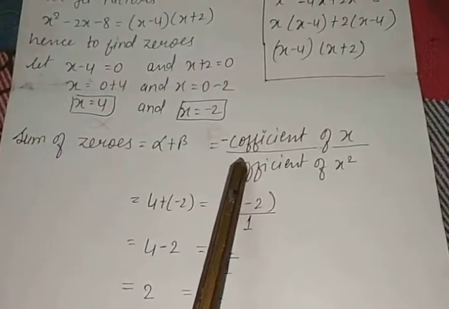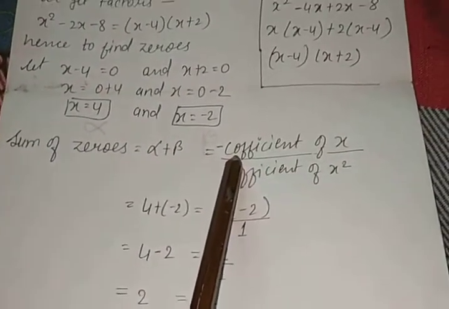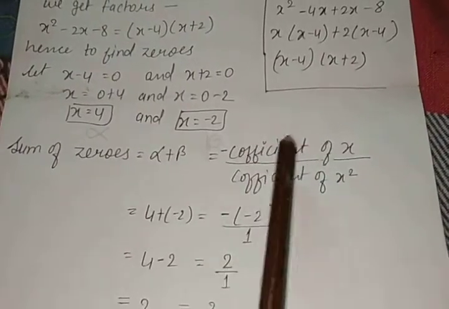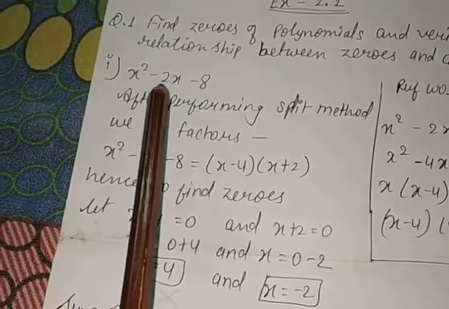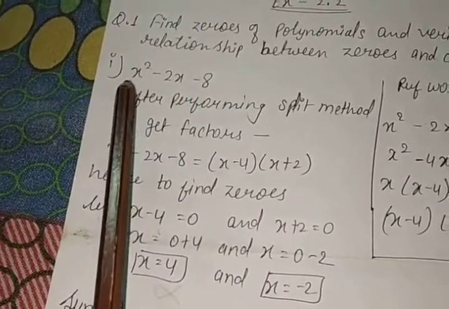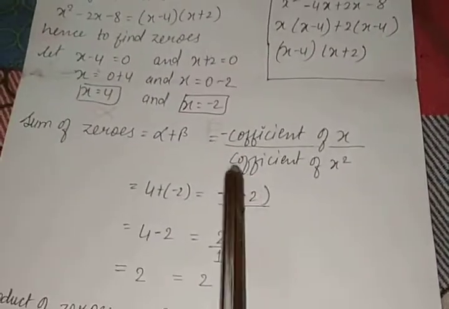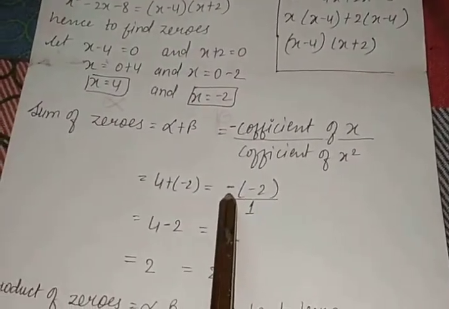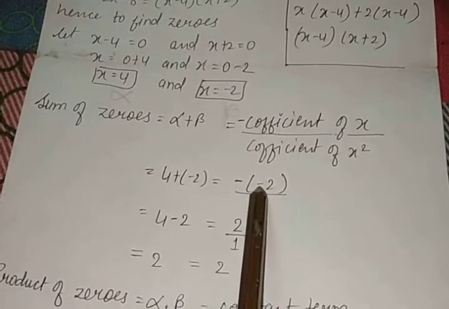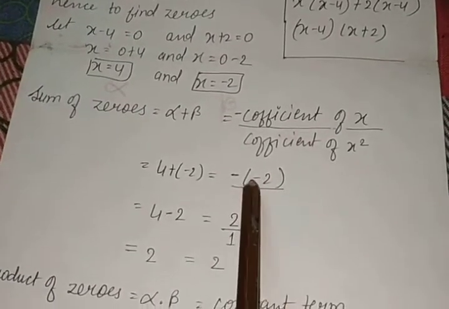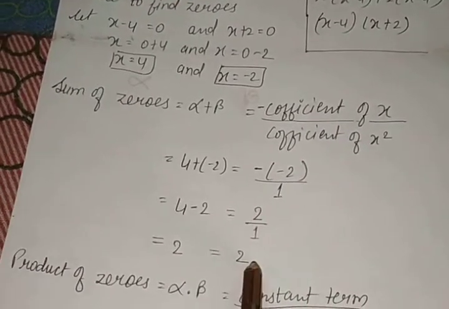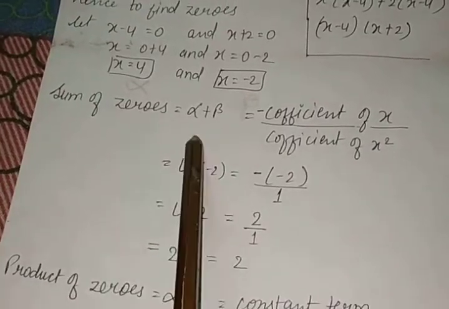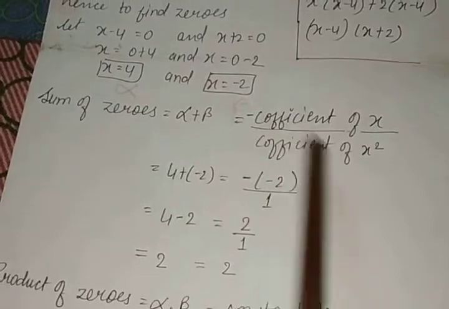And the formula to establish the relationship between the coefficients and the zeros is minus coefficient of x upon coefficient of x square. As we can see, the coefficient of x is minus 2 and the coefficient of x square is nothing but 1. Putting in these values, the minus in the formula and the minus with 2 make plus, and 1 as it is. 2 upon 1 gives us 2, and 2 equals to 2. The sum of zeros and this formula are equal to each other.